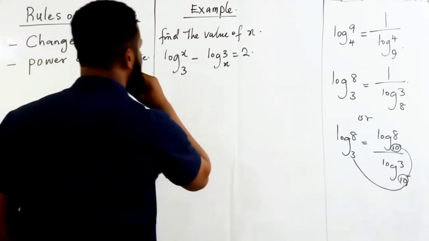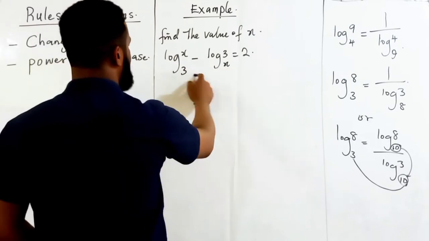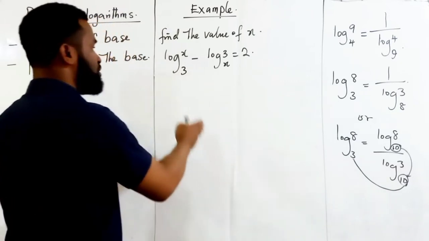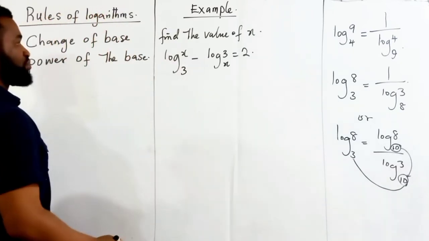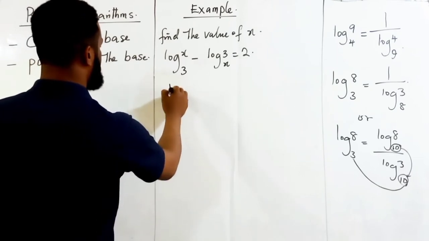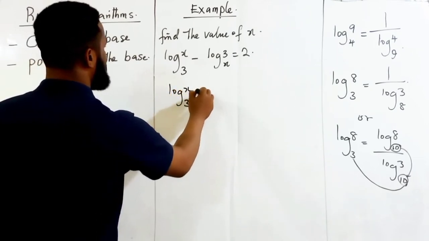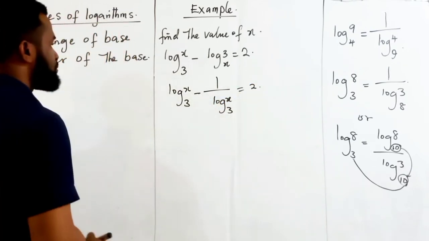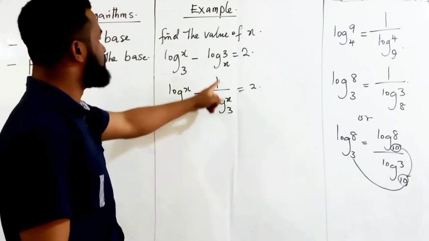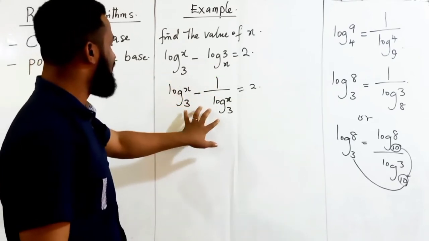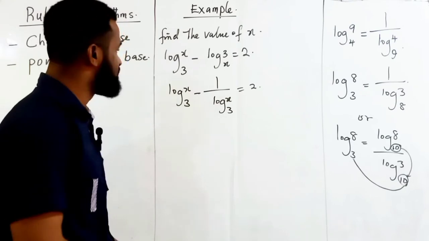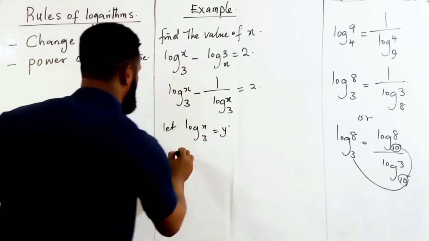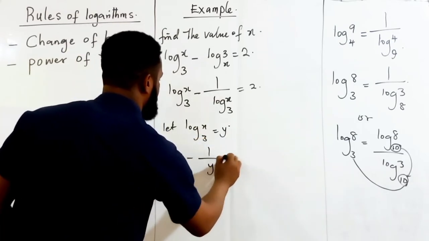Now, this is base 3 and this is base x, they are not the same thing. You need to apply a change of base principle in order to bring them to par and be able to solve. What I'm going to do is say log x base 3 minus 1 over log x base 3 equal to 2. So you see, because of 1 all over, this base and this base are now the same. That is the essence of change of base. So I'm going to say let log x base 3 be y. So I'm having y minus 1 over y equal to 2.